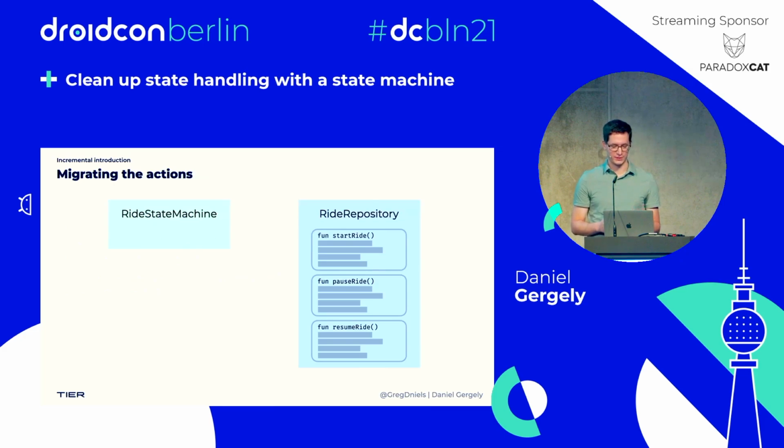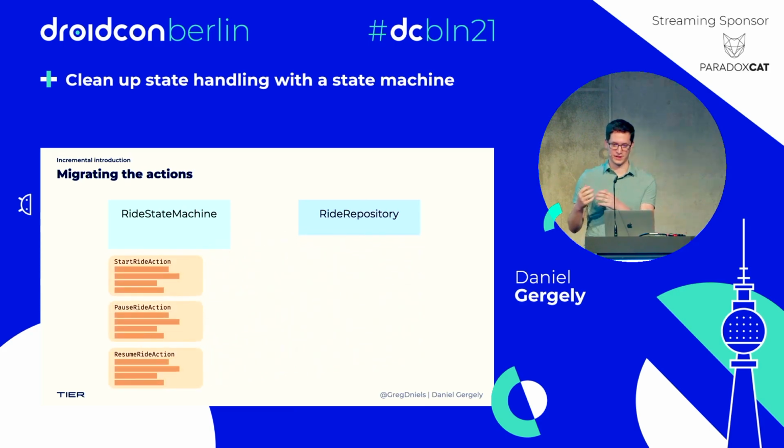Because what we needed to do at that point is that we had this ride repository, which was a monolith of a class containing almost all the ride features, such as start ride, pause ride, end ride. And what we needed to do is migrate all of these actions to be their own action class implementation. And then, of course, we could get rid of the old ride repository. And yep, this is something that obviously couldn't be done with one single pull request, with one step. So we needed to come up with something.